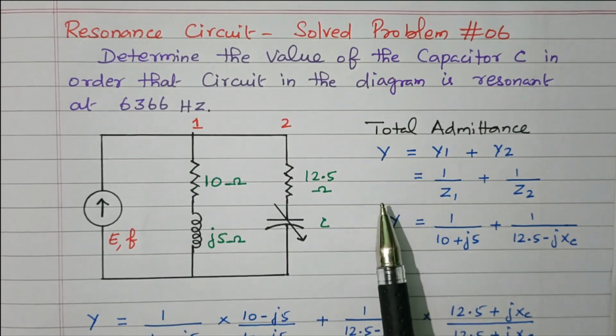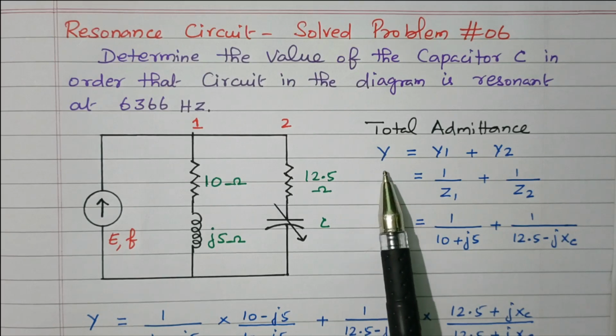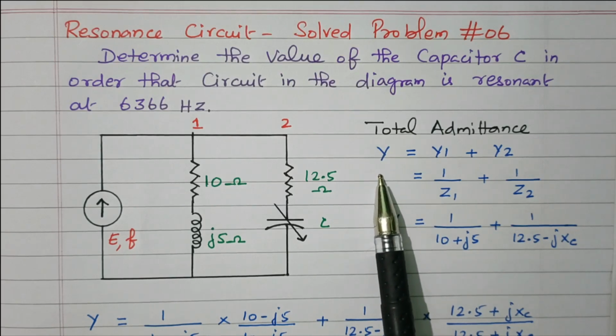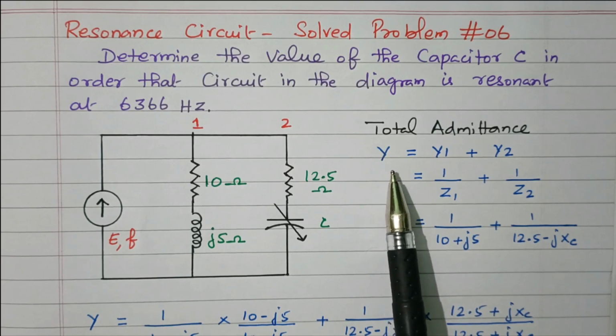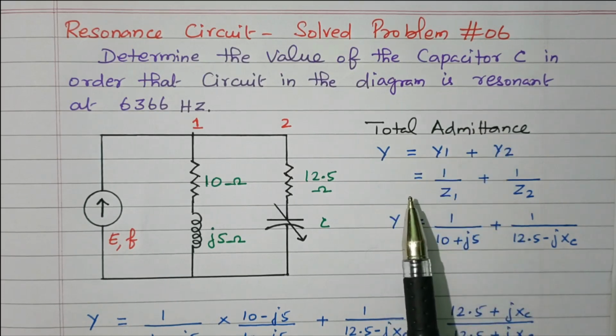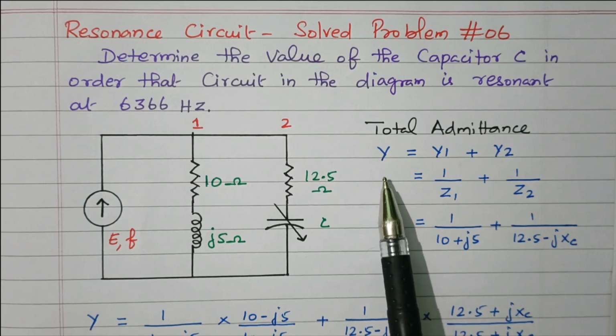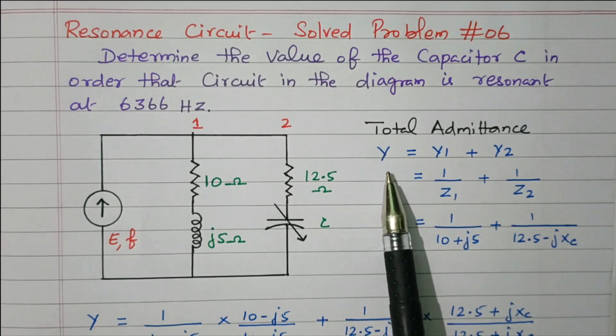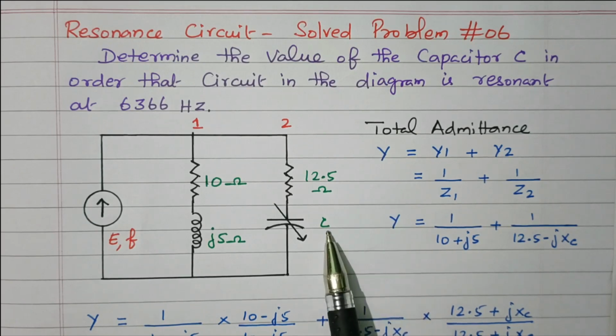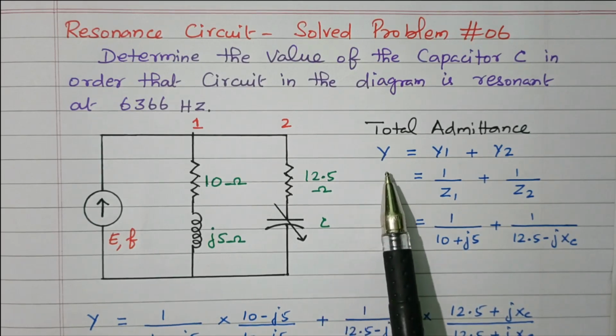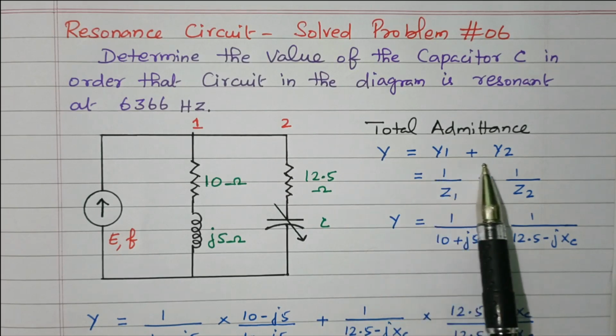The resonant condition means the reactive part of admittance is 0. A plus jB means B equal to 0. That is the condition for resonance. That is, inductive reactance equals capacitive reactance, so they get cancelled. Only resistance will be there. The reactive part is 0. So in order to go further, we will find the total admittance. In that we are going to equate the reactive part to 0 so that we can find the C value. So the total admittance equals Y1 plus Y2.